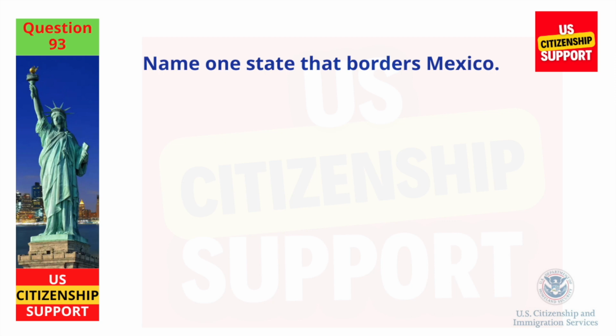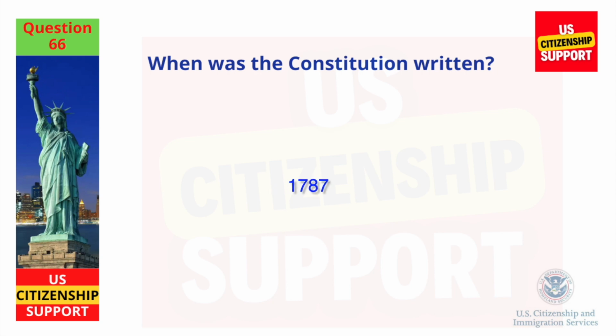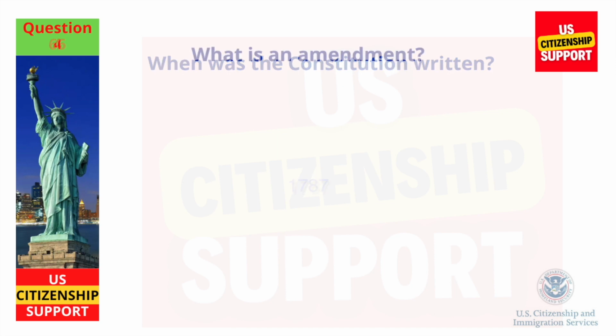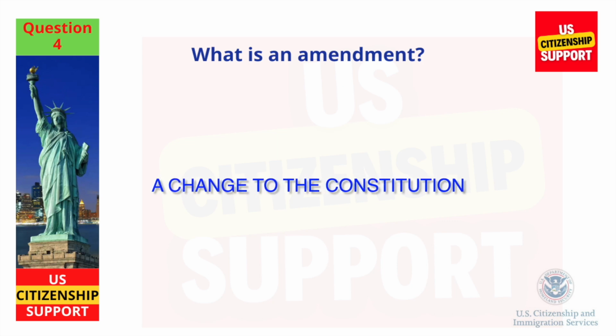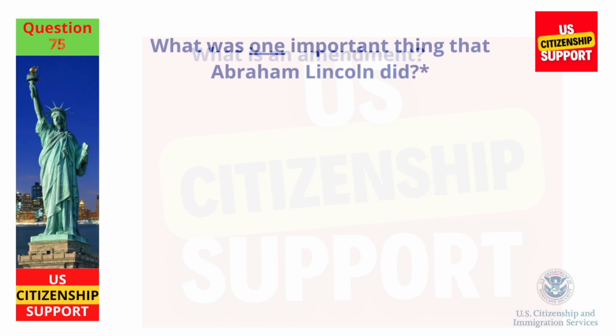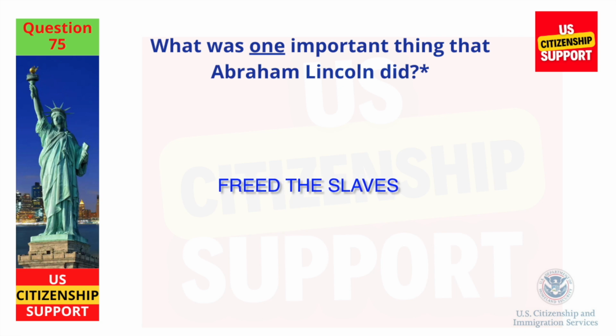Name one state that borders Mexico. California. When was the Constitution written? 1787. What is an amendment? A change to the Constitution. What was one important thing that Abraham Lincoln did? Freed the slaves.